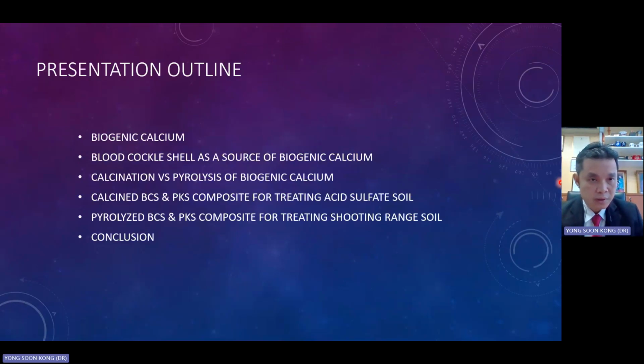Before I go further, this is the presentation outline. First of all, I'm going to cover what is calcium. To be more specific, there are only one or two materials that I'm going to use today, which are blood cockle shell and palm kernel shell. There are two processes used to convert these materials into value-added products, which are calcination and pyrolysis, to be compared on their effectiveness in treating acid sulfate soil and also shooting range soil.